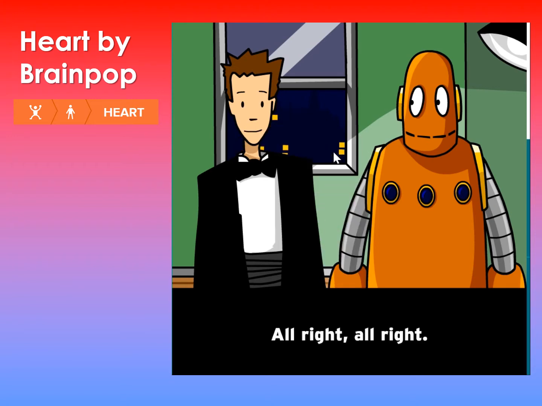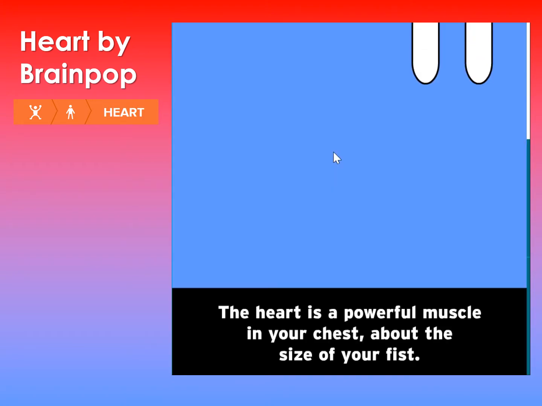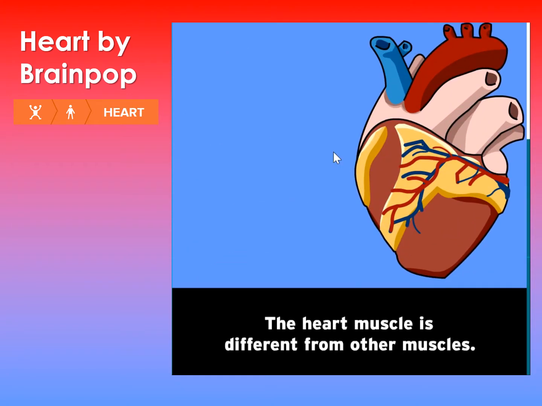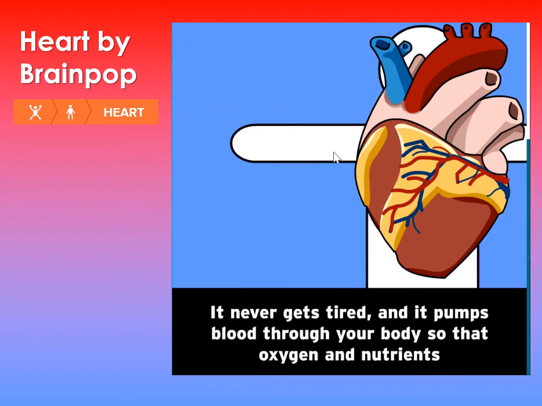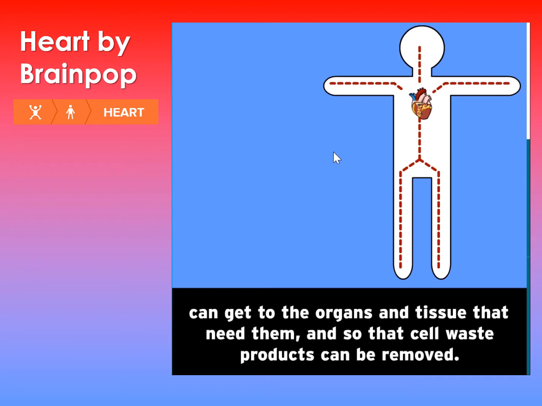All right. This is an important question, so I want to be sure we understand a few things about the heart. The heart is a powerful muscle in your chest, about the size of your fist. The heart muscle is different from other muscles. It never gets tired, and it pumps blood through your body so that oxygen and nutrients can get to the organs and tissue that need them, and so that cell waste products can be removed.